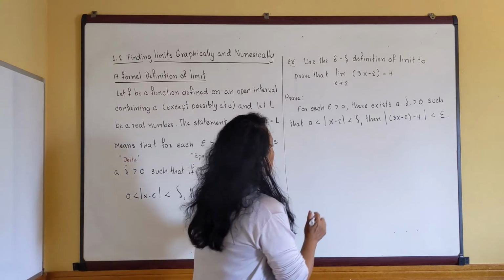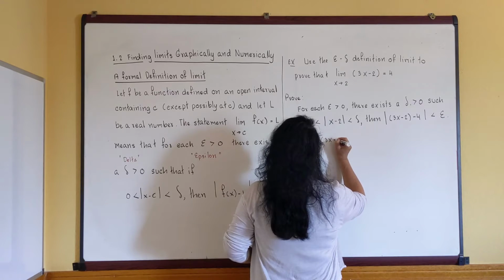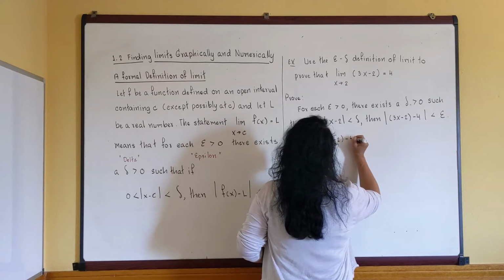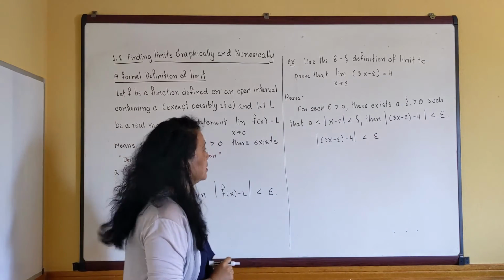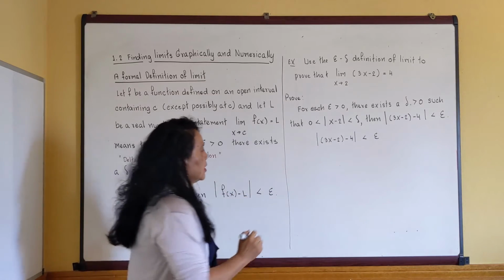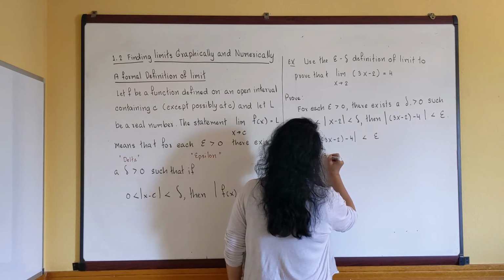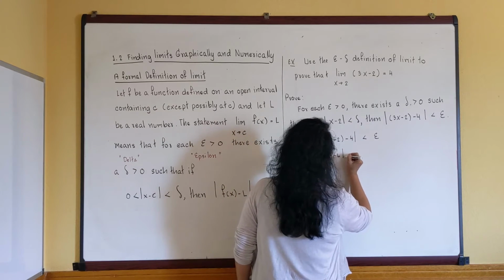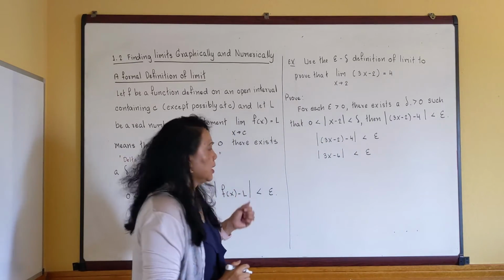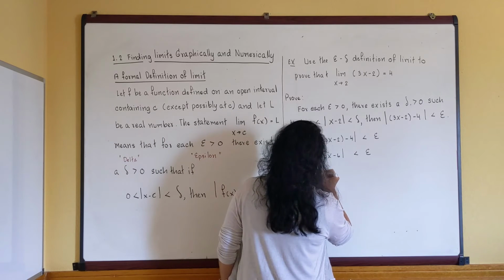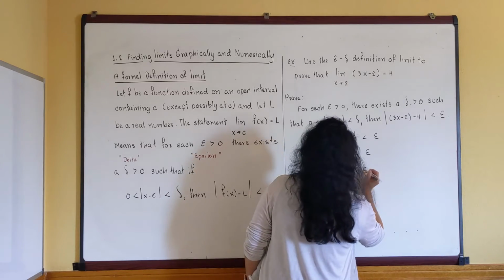So what I'm going to do is start from absolute value of 3x minus 2 minus 4 less than epsilon. Again, epsilon is greater than 0. So I'm going to simplify this. 3x minus 2 minus 4 is 3x minus 6, less than epsilon. Now I'm going to factor out the 3. I'm going to have 3 times absolute value of x minus 2 less than epsilon.